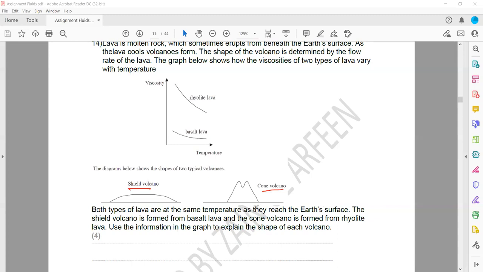The shield volcano is formed from basalt, and it is obvious because it's having a lower viscosity, so it will flow. Whereas the cone volcano is formed by the rhyolite lava. Use the information in the graph to explain the shape of each volcano. So what can we say about this?